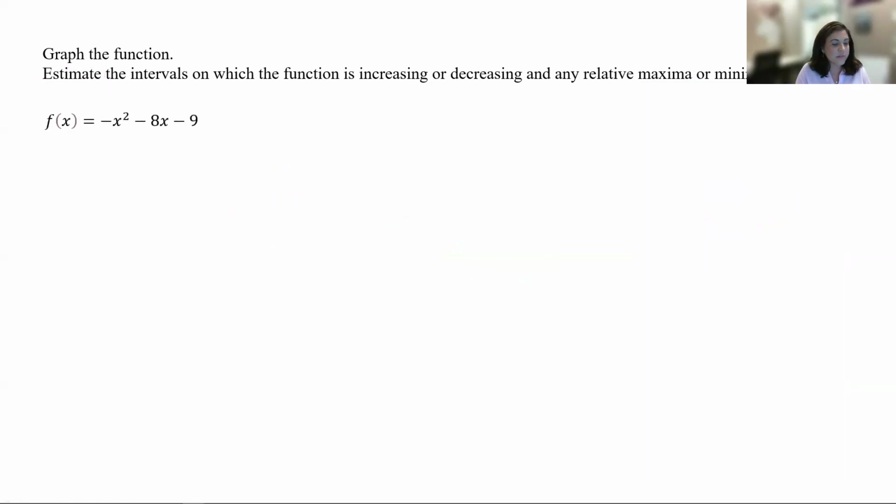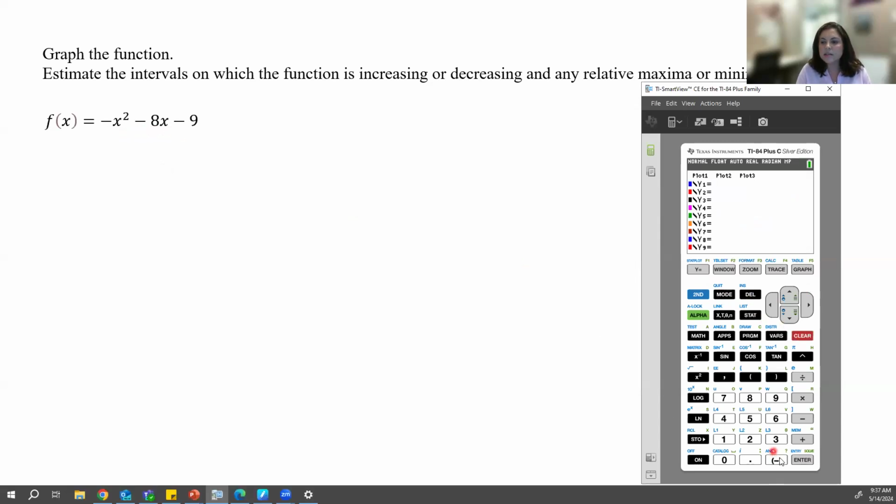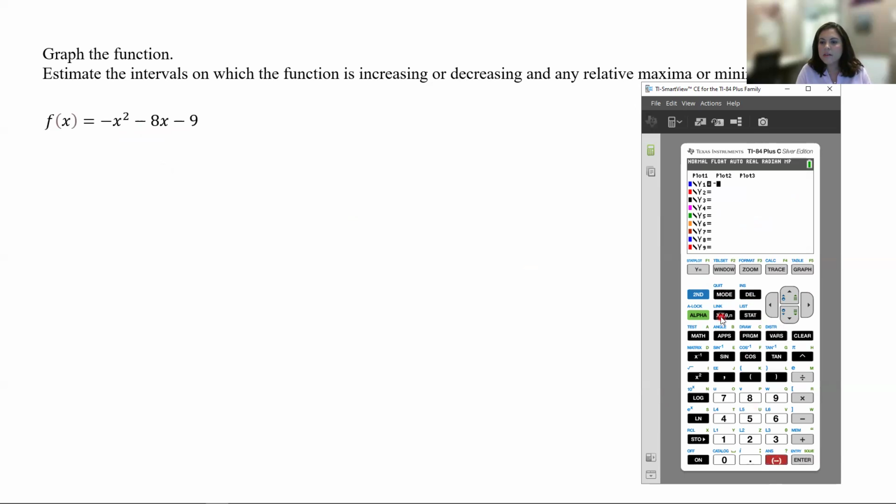And so we want to graph this function and determine where the relative maximum or minima are located. So let me go ahead and bring back my graphing calculator. And I'm going to go back to y equals, and I'm going to clear this equation. And now we're doing -x squared minus 8x minus 9. So I'm going to do -x raised to the second power minus 8x minus 9.